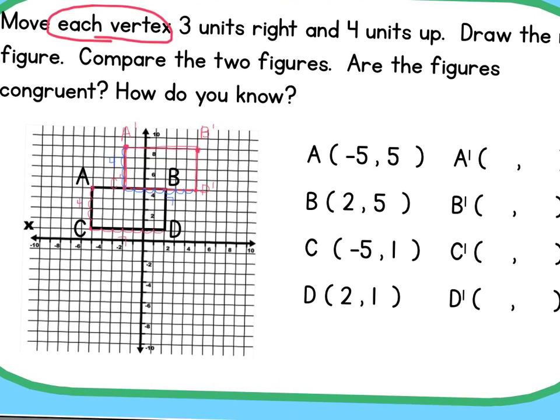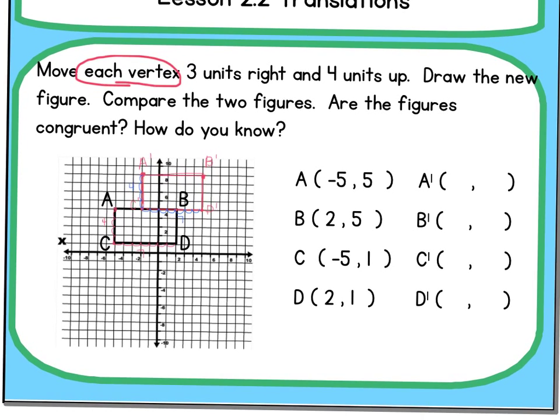So now we want to record our new vertices. So with A, we have -2, 9. With B, we have 5, 9. With C, we have -2, 5. And with D, we have 5, 5.